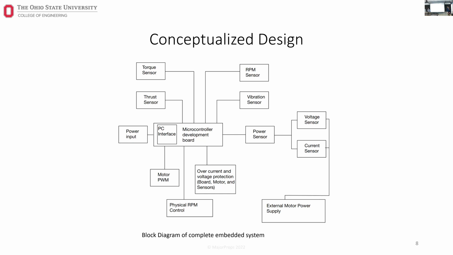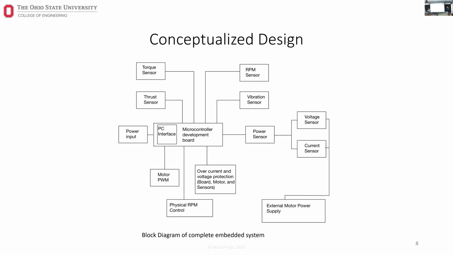So the way that this design works is, as you can see in the top, it's sectioned off mainly as what each sensor is measuring. So on the top would be the torque, thrust, RPM, as well as the vibration sensor. And those sensors will be communicating with the microcontroller development board, and then sending that out to the PC for recording data. Now, this is a very broad overview of our conceptual design, and we're going to be going into more specifics during this presentation.